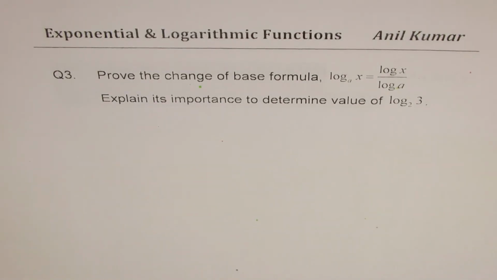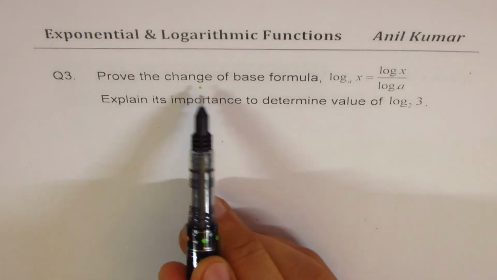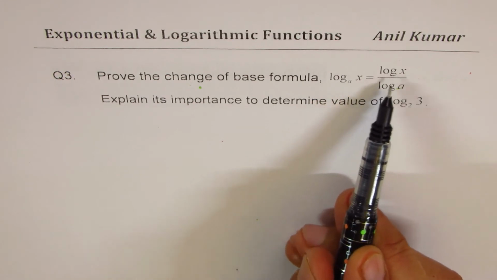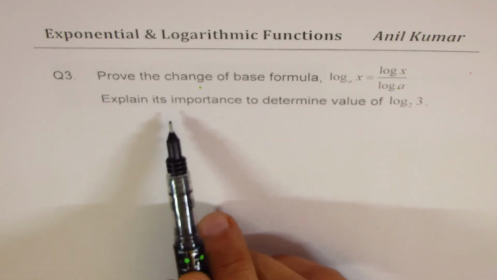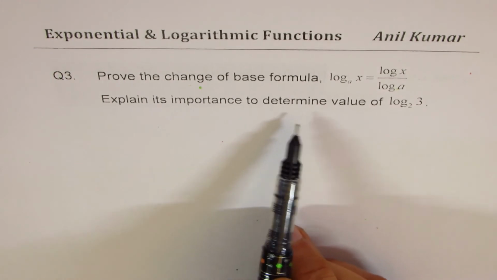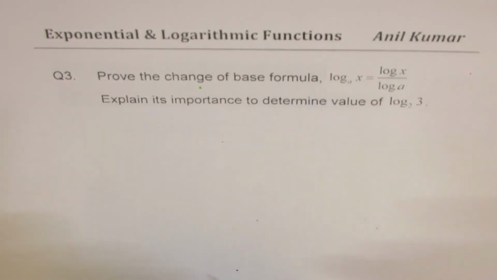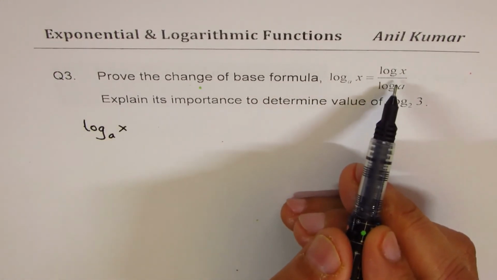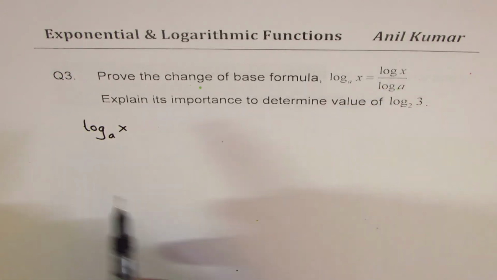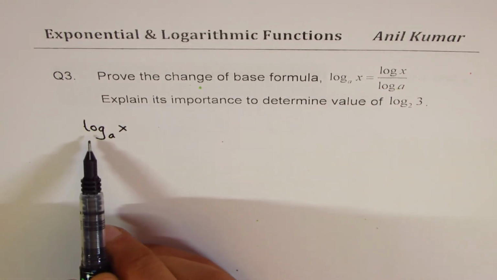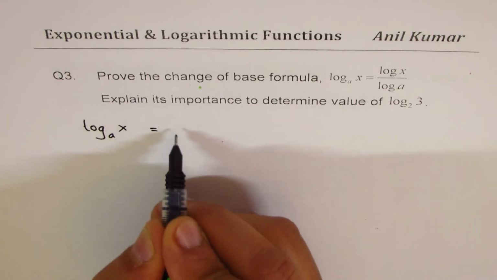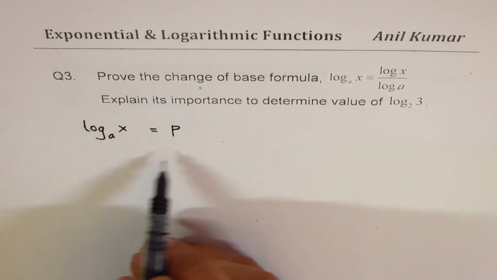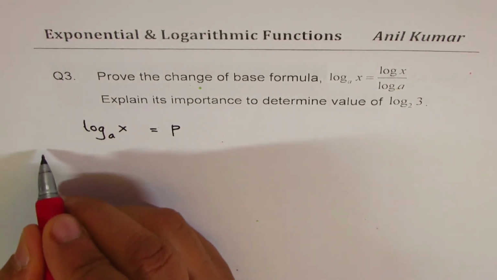Question number 3 is a communication question. We need to prove the change of base formula: log base a of x equals log of x divided by log of a. Explain its importance to determine the value of log to the base 2 of 3. So let's begin with log to the base a of x. We want to change the base to 10, correct? Now what we can do here is, let us say log to the base a of x is equal to p, right? So now we can change the form to exponential form. So change to exponential form.